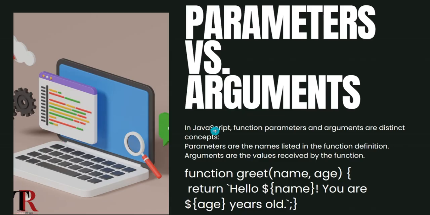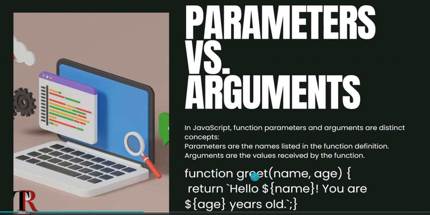So with what I have here, in JavaScript, function parameters and arguments are distinct concepts. Parameters are the names listed in the function definition, in that bracket that I showed earlier. And arguments are the values received by the function. So one is usually listed while the other one is usually received, especially when you are invoking or calling the function that you declared.